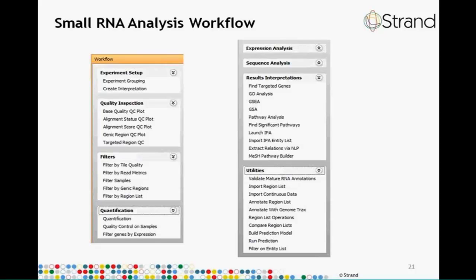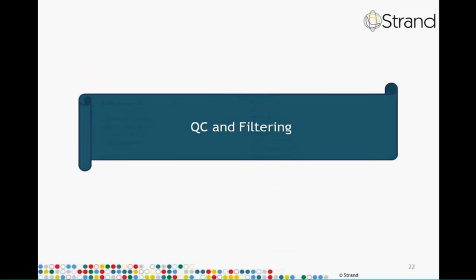After we find a set of differentially expressed small RNA genes, usually we'll use find targeted genes to find the protein coding genes which are the targets of these. And after that, we can carry out the familiar GO analysis, GSEA, pathway analysis, etc. So let's take a look at the QC and filtering steps which are unique to small RNA analysis.